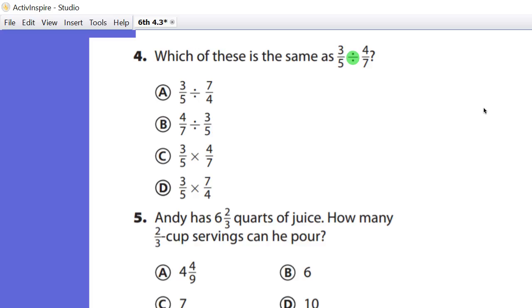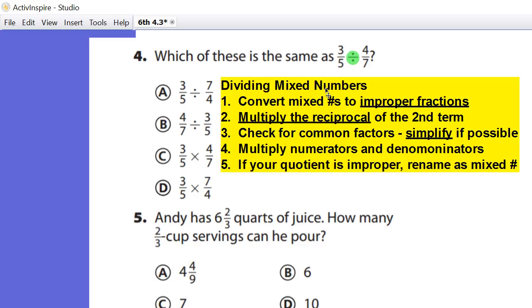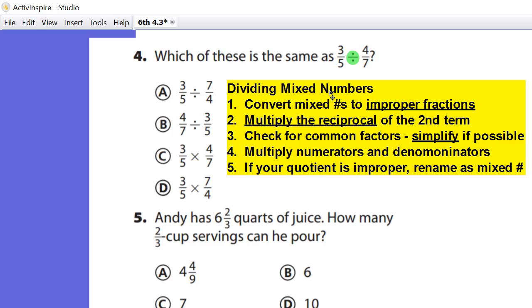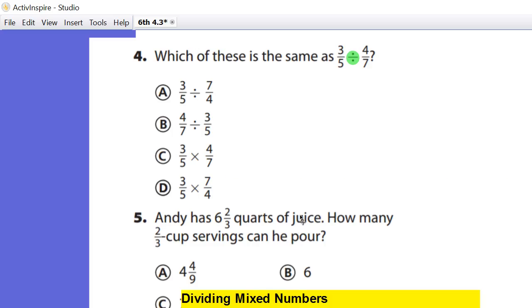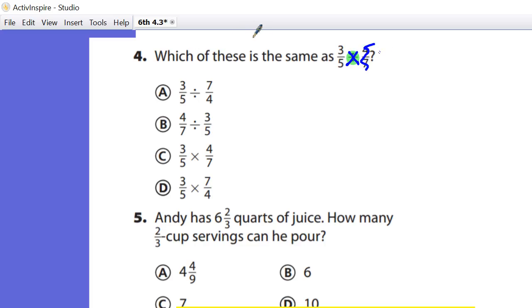Well, if you go back to your checklist, let me bring it into view. If you go back to your checklist, step number 2 says multiply the reciprocal of the second term. So which of these 4 choices here shows that we're changing to multiplication and that we're changing the second term into its reciprocal? That's D. The correct answer, number 4, is D.